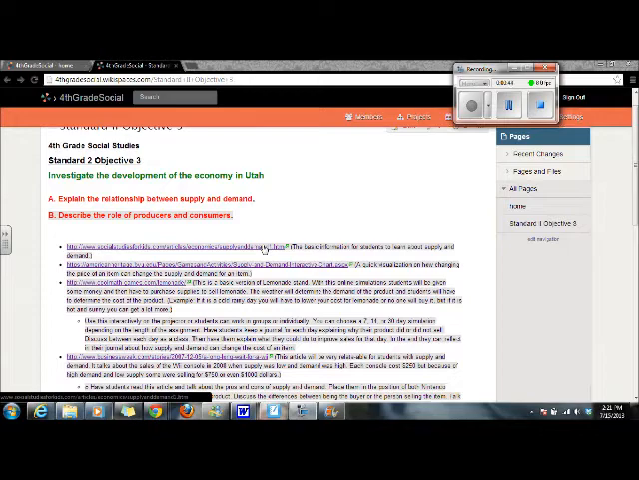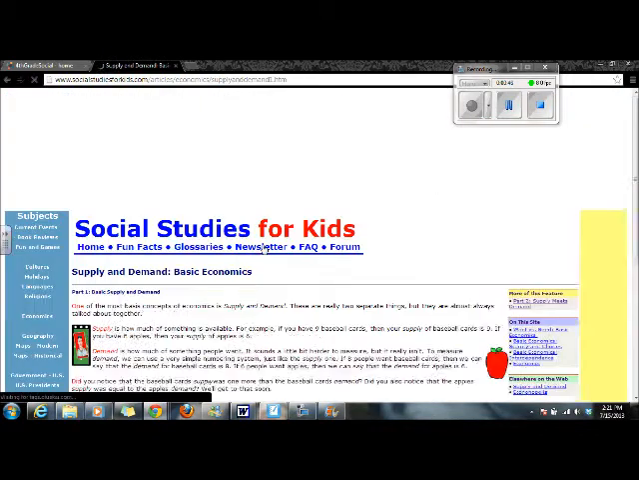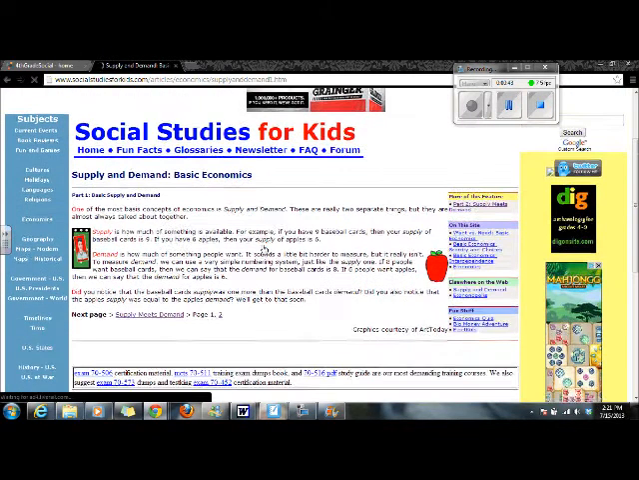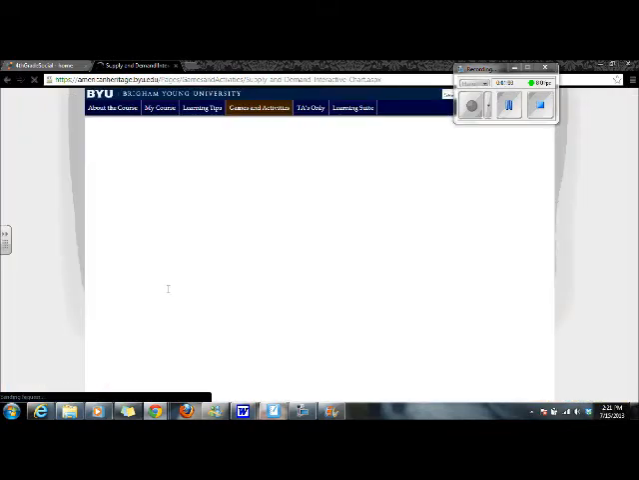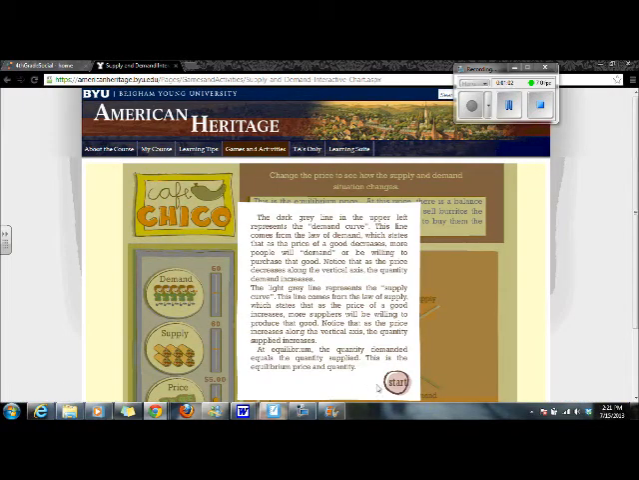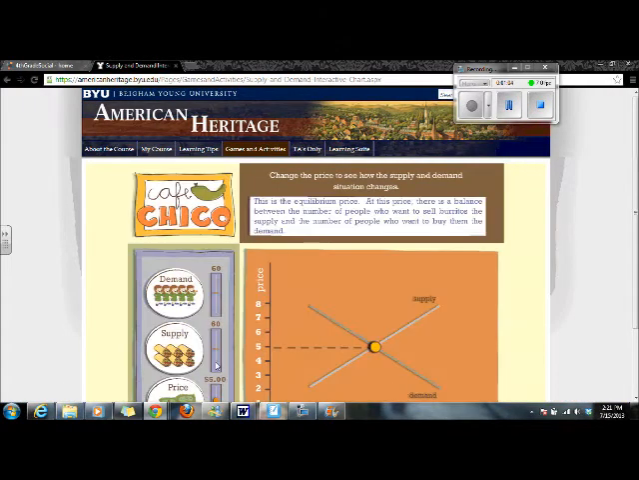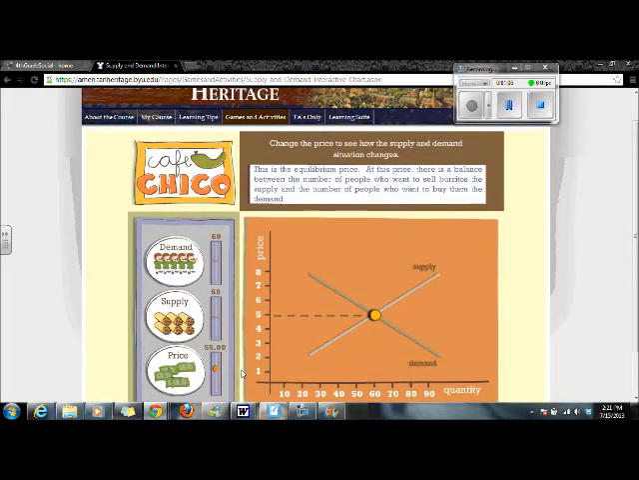The first website is basic information that will help students build a background and vocabulary to help them understand supply and demand. The second website is a quick graph that will help students understand and visualize how supply and demand can change when the price of an item changes. This can be useful at the beginning or at the end of the lesson.